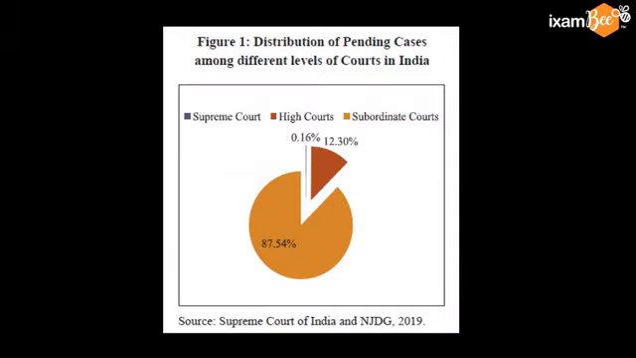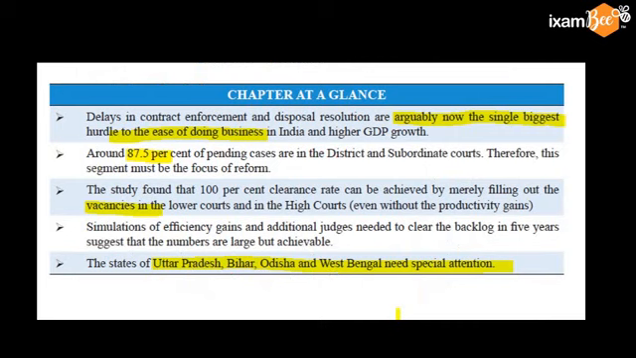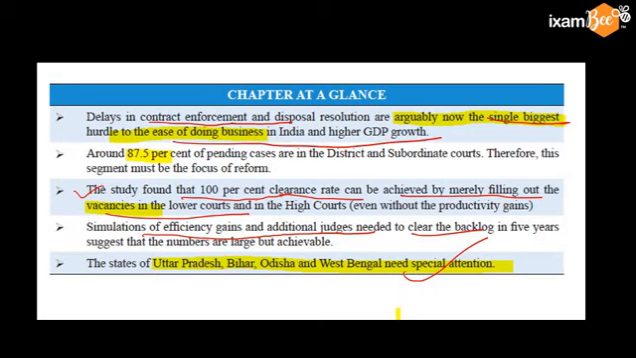Remember this. Coming to the pending cases in the courts, 87.5% of cases are pending in subordinate courts, and if you see state-wise average pendency, more cases are in Bihar, Odisha, West Bengal, UP, Gujarat, which needs special attention. And the economic survey study says that 100% clearance can be achieved just by filling the vacancies in the lower courts. If there are productivity efficiency gains, then there will be an added advantage. But in our country, contract enforcement delay is one of the biggest hurdles in ease of doing business. Therefore, this needs to be sorted out.